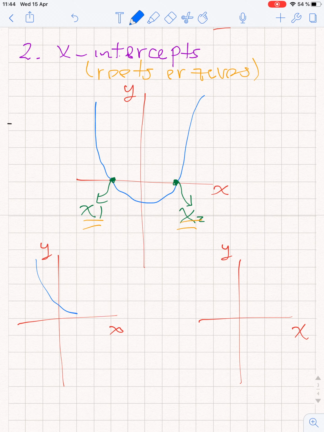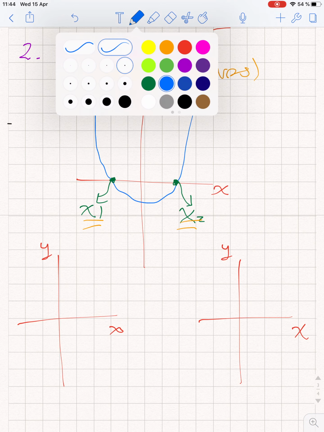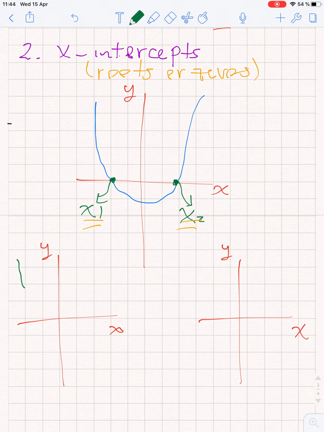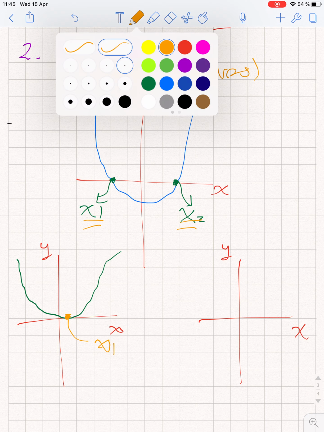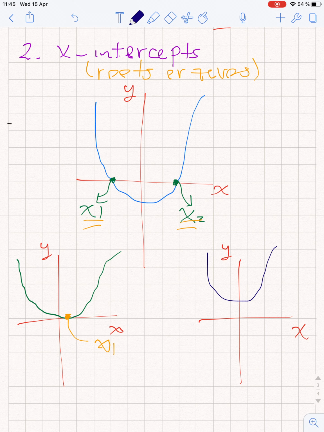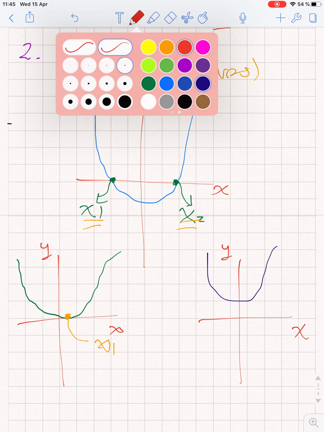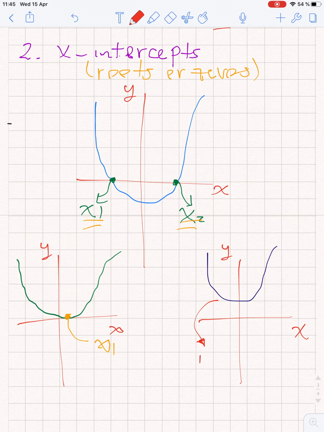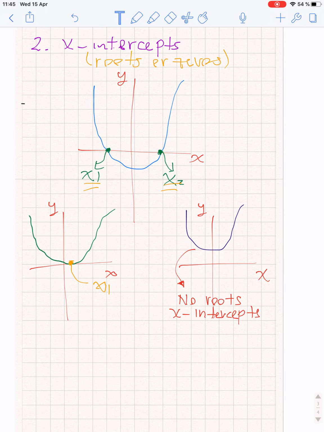sorry for the drawing, or we can find that we only have one value for x instead of having two as in the example above, or that we don't have roots. For example, if you see this curve, in this curve we don't have roots or x-intercepts. Okay? By graphing, it's easy to identify the x-intercepts.